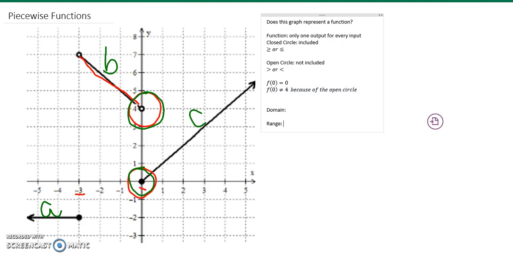Now, let's look back at the domain and range of the entire function. A reminder, we can call this a function because there are not 2 output values for any given input value. Therefore, our domain is all real numbers.